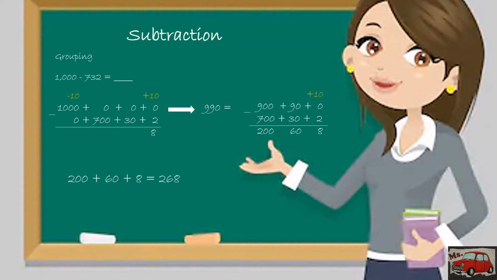So, kung mapapansin nyo, ang ginawa lang natin is nire-group natin yung 1,000. Kasi magiging equals lang naman siya dun sa 900 plus 90 plus 10. Same 1,000 pa rin yan.